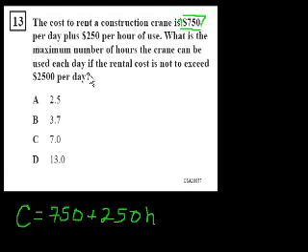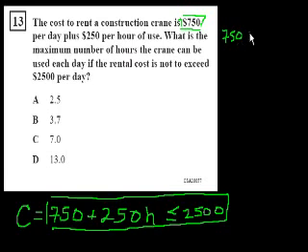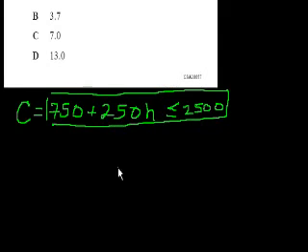And they want to know, what is the maximum number of hours the crane can be used each day if the rental cost is not to exceed $2,500 per day? So this whole thing has to be less than or equal to $2,500. The total cost has to be less than or equal to $2,500. So now let's just solve this inequality. I'll do it down here, I have more space.